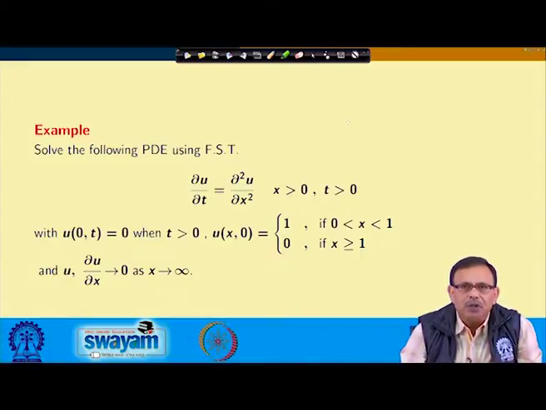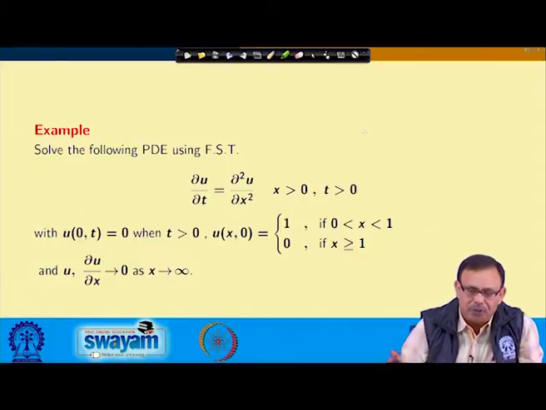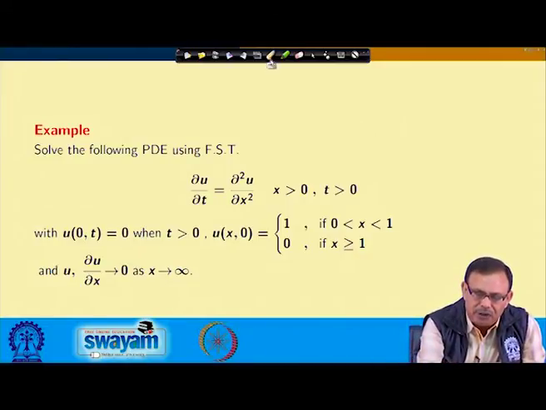because if we try to solve it with respect to t, we will not be able to provide values of certain parameters. For this reason, we will use the Fourier sine transform with respect to the variable x. Let us see the solution process now.